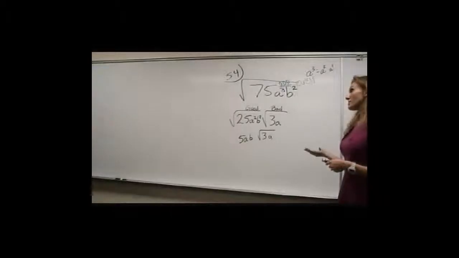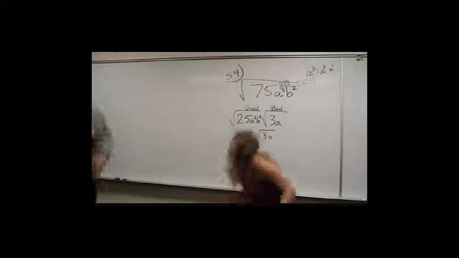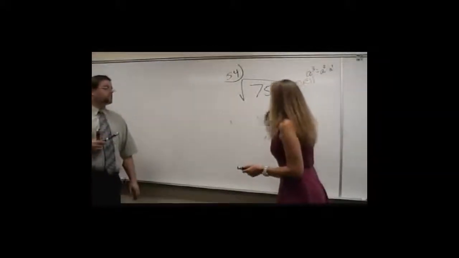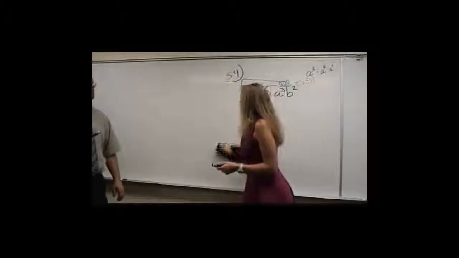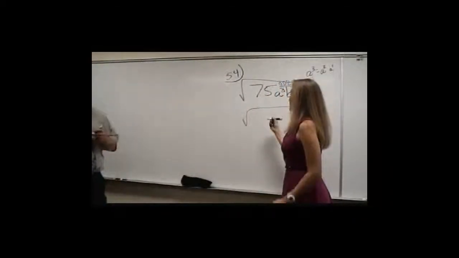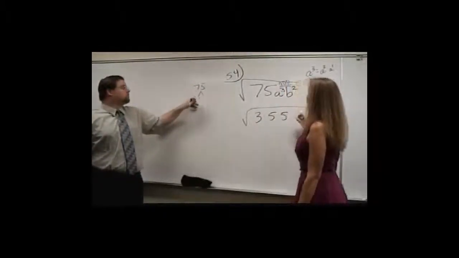Now, the next thing that we can do is look at the other method, which requires prime factorization. So, if I want to look at the prime factorization of this radical, 75's prime factorization is 3 times 5 times 5.